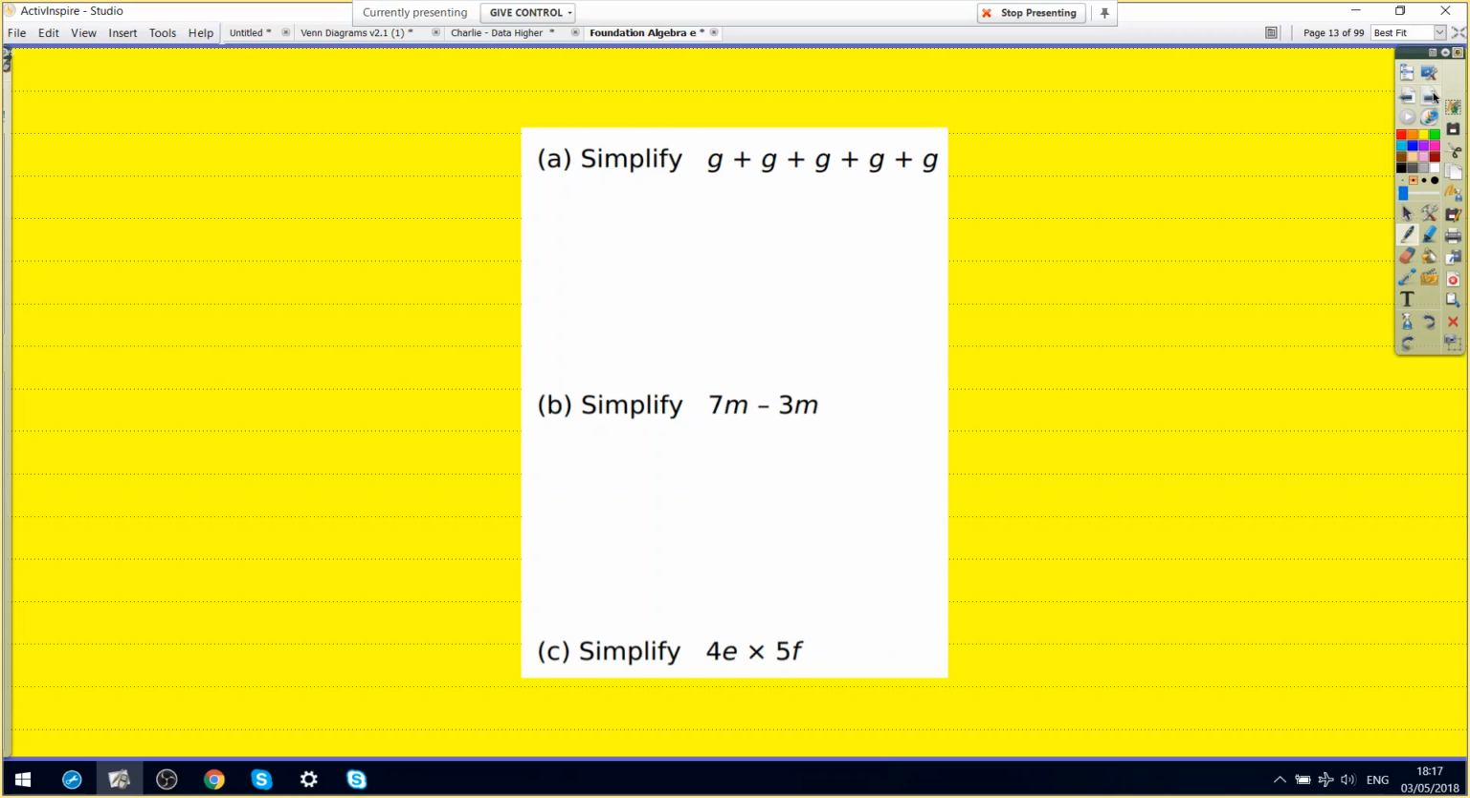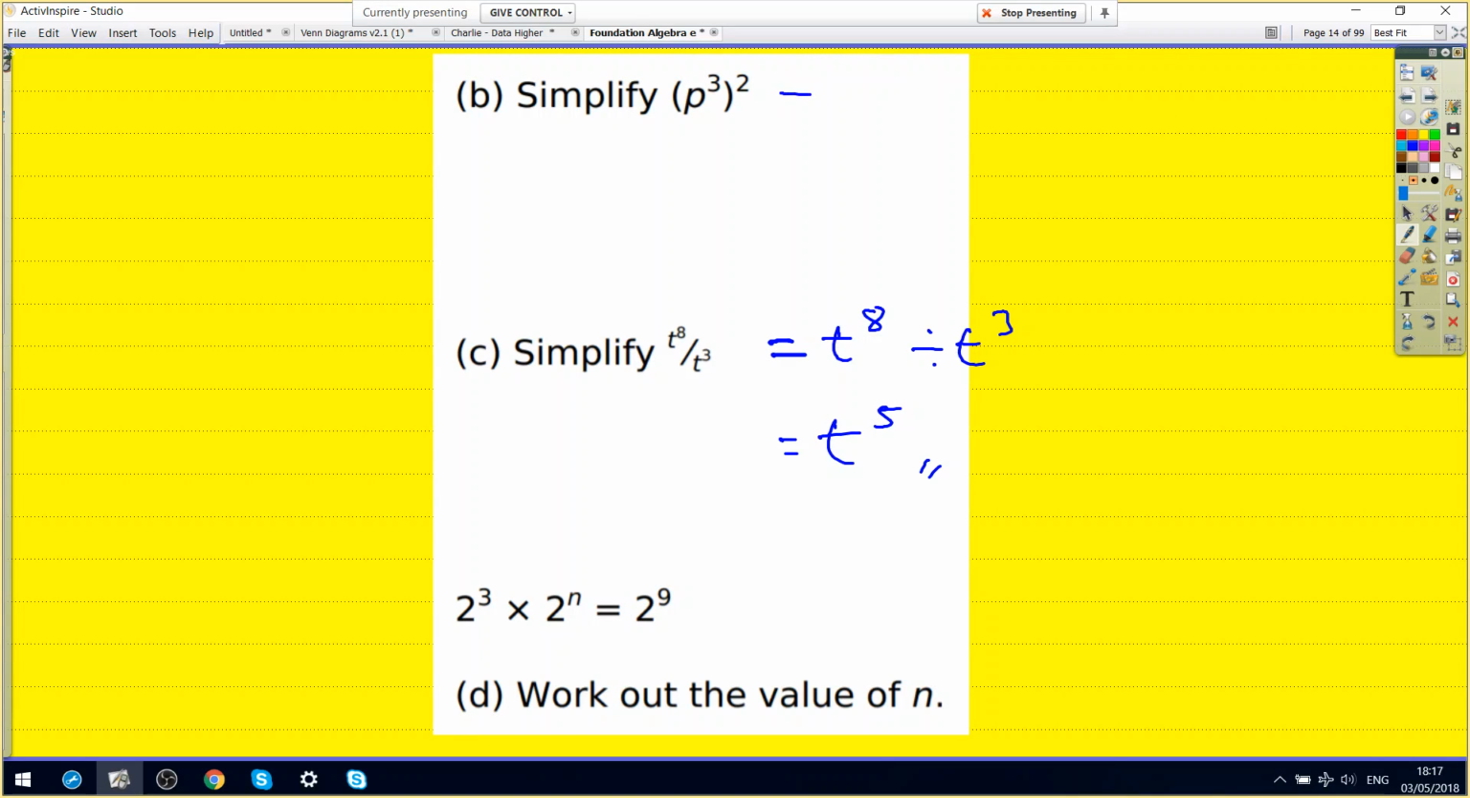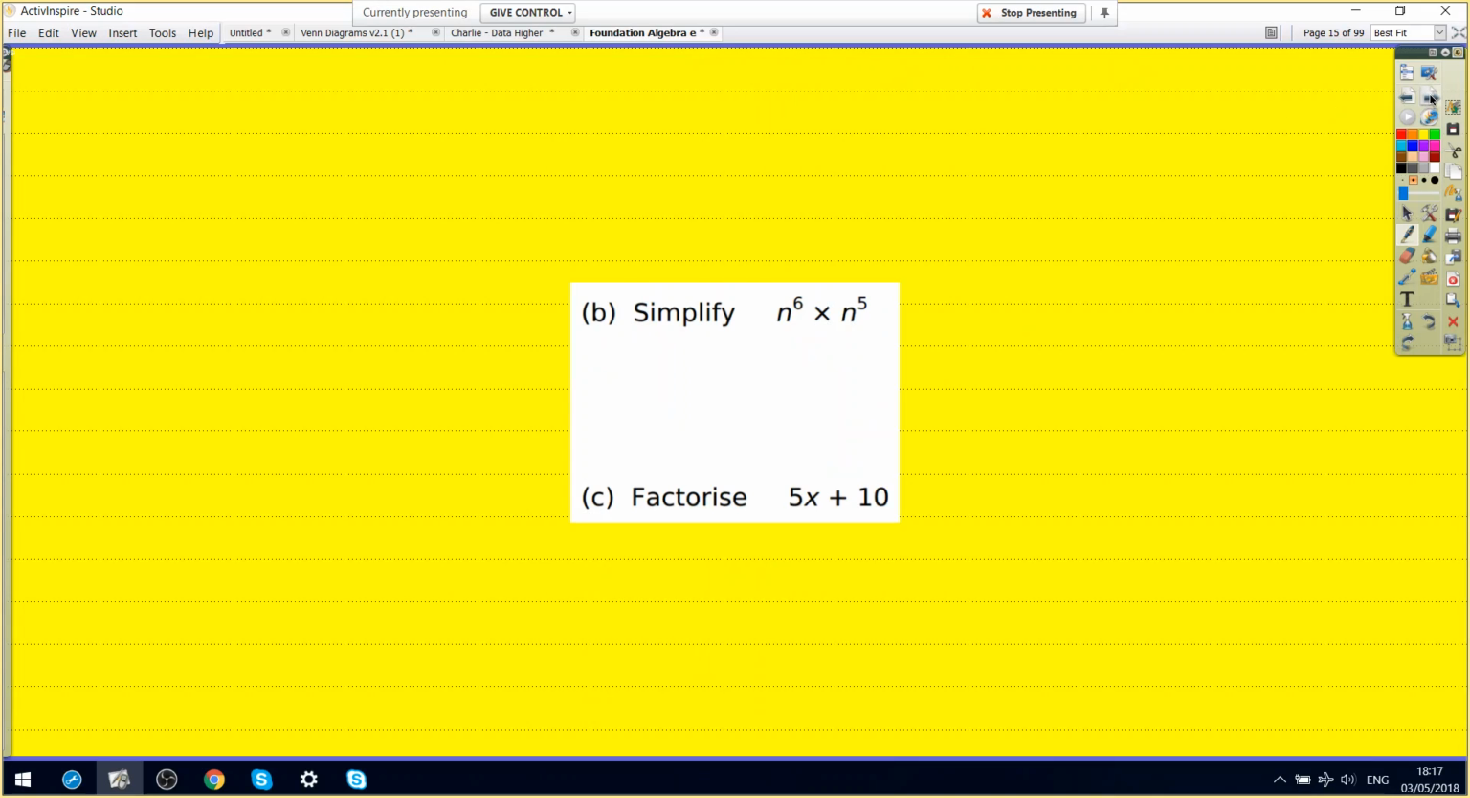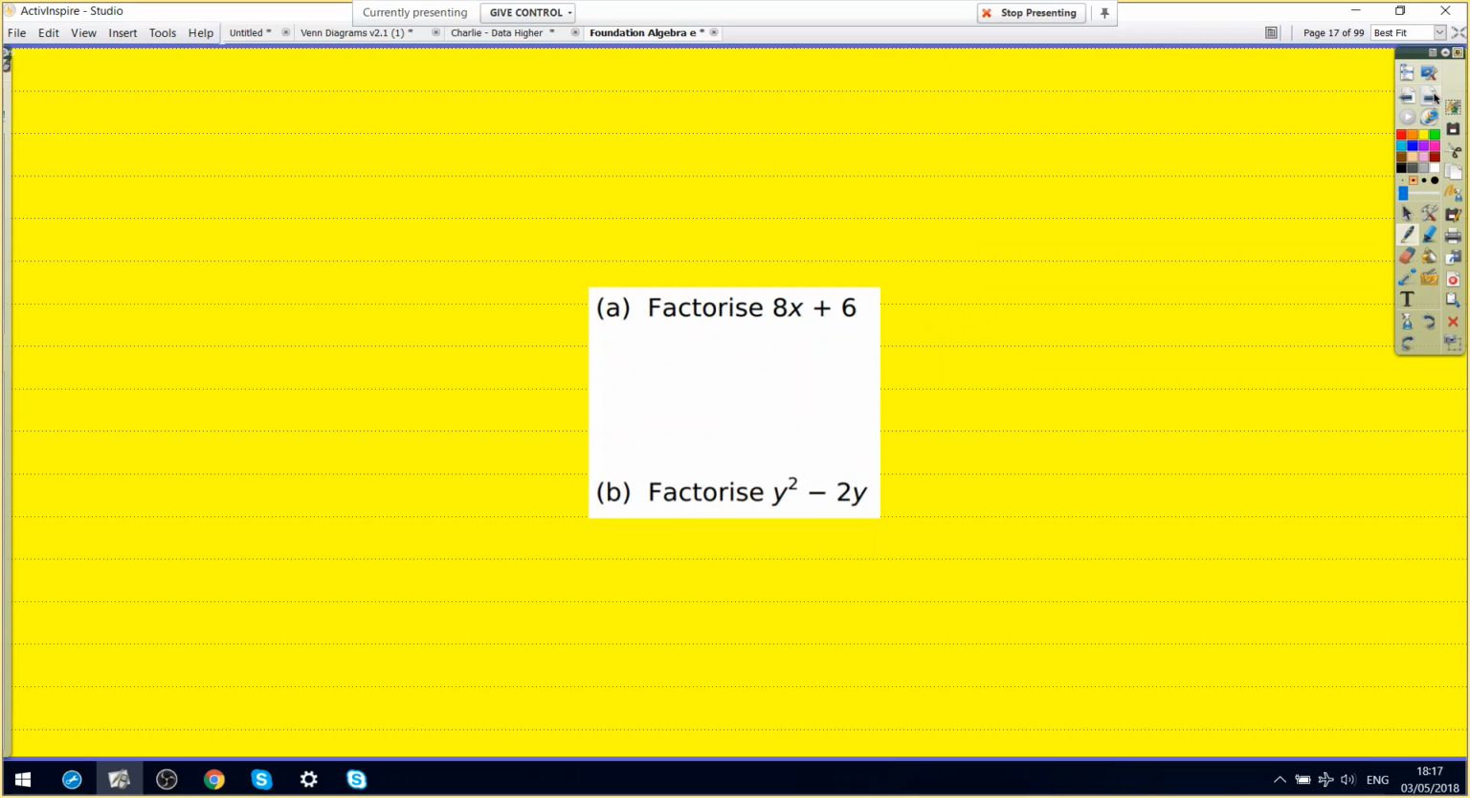What would be this one? Part B up the top. Would that be p6? Yeah. Well done. So you multiply them for that. And it looks like you're fine for the rest of those.